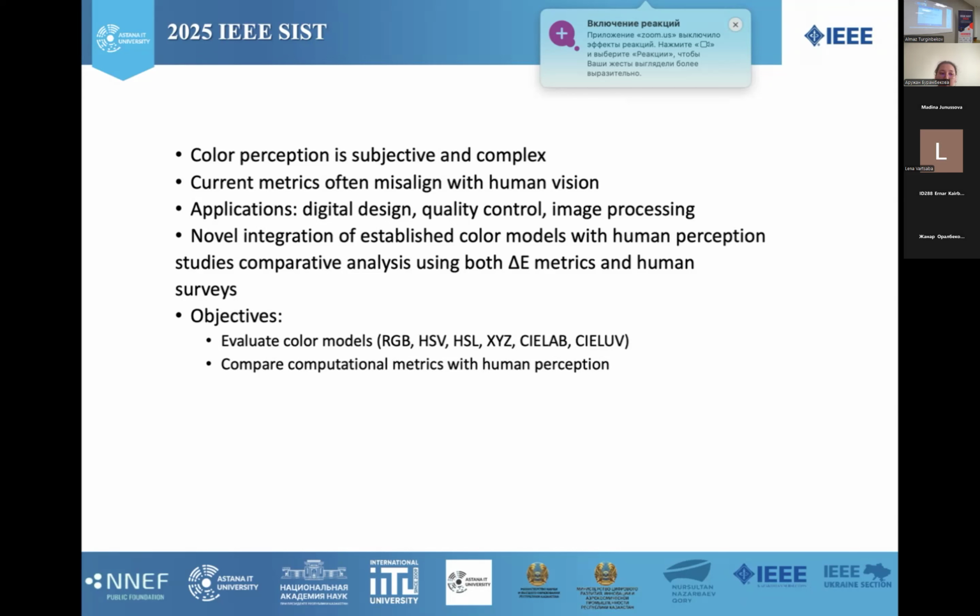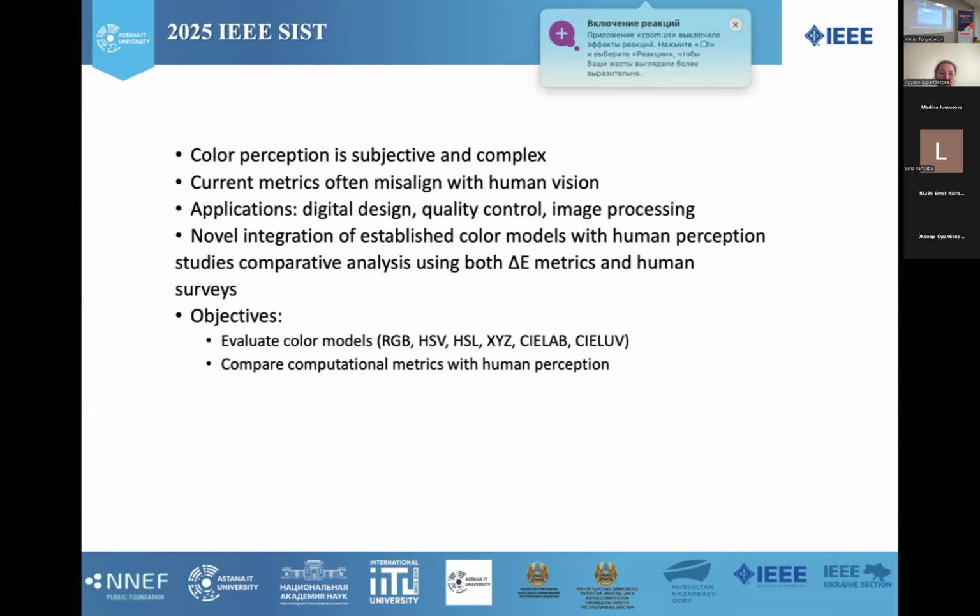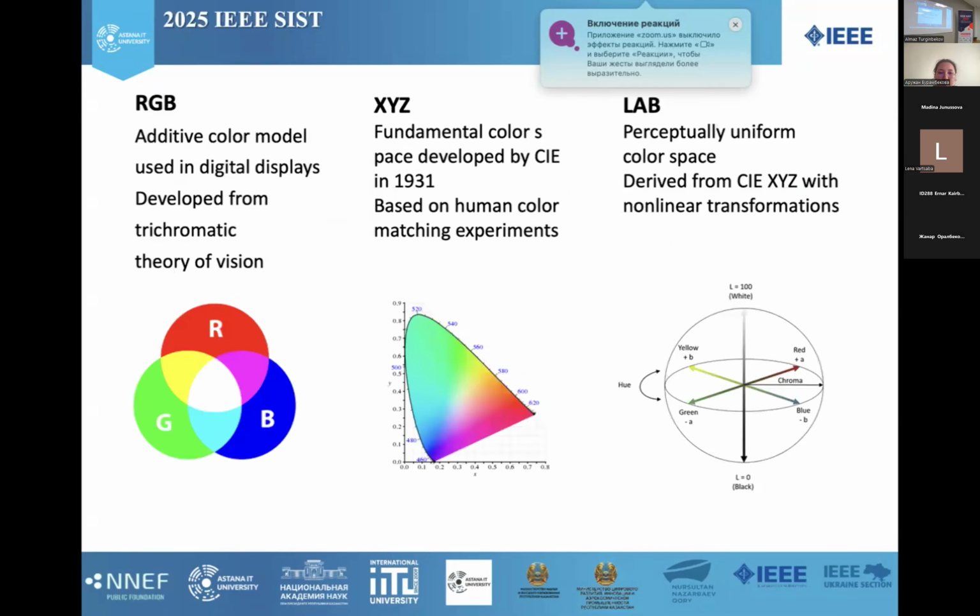Current color difference metrics such as delta E in CIELAB and other standards are widely used but don't always match human judgment. This misalignment can cause problems in industries where color accuracy is critical. So our study aims to bridge this gap by evaluating how well popular color models such as RGB, HSL, CIELAB, CIELUV align with actual human perception.